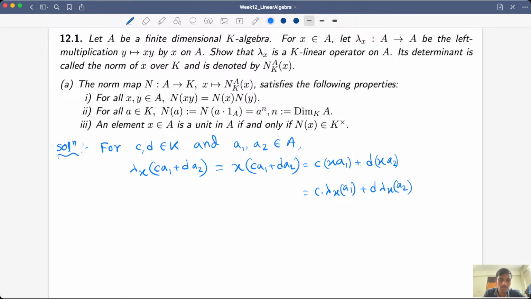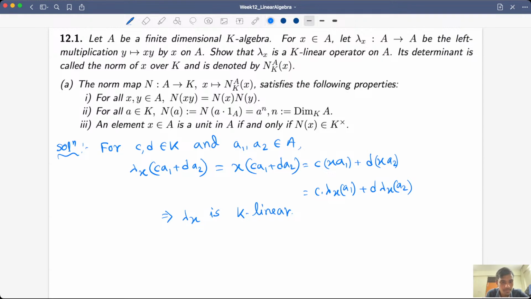So this is showing that this lambda x is linear, so k linear. So this implies lambda x is k linear. Okay, so now for these properties we need to define what it is.